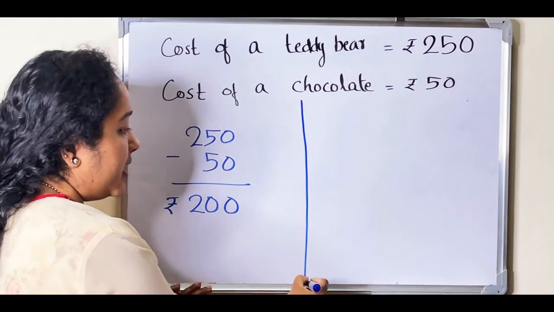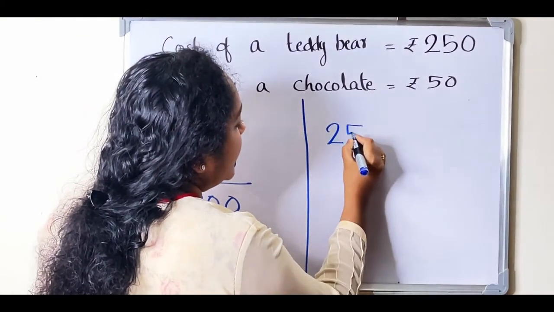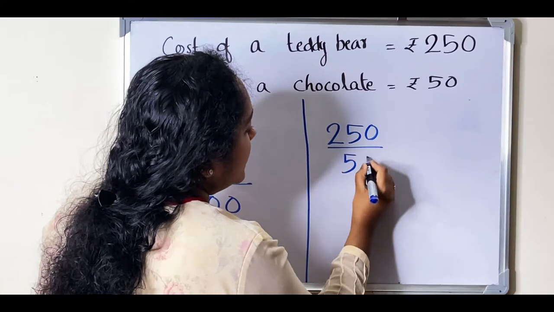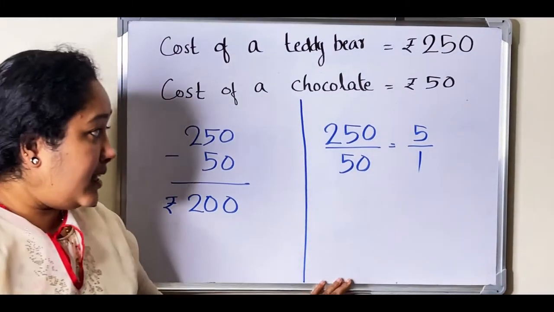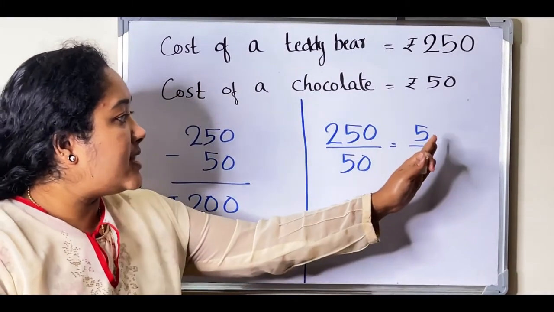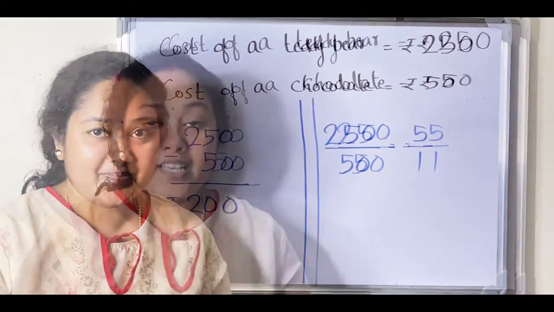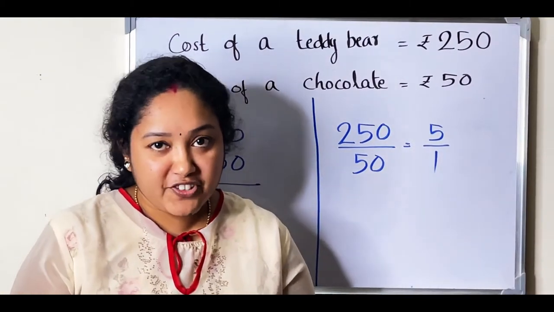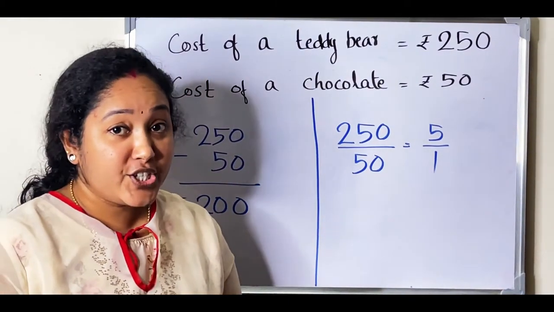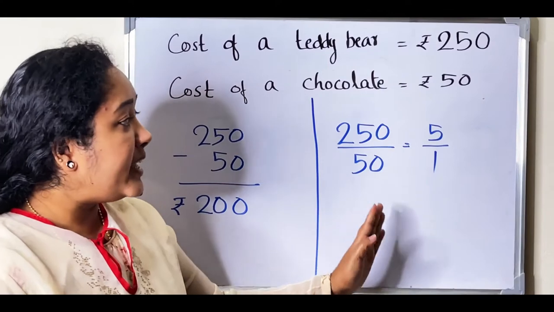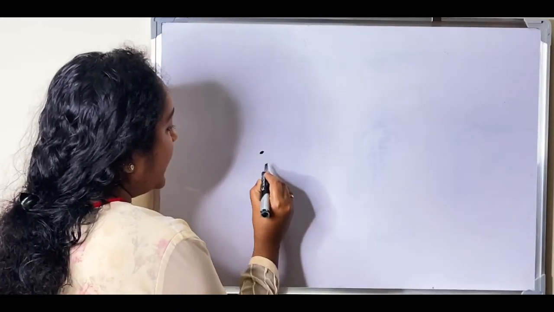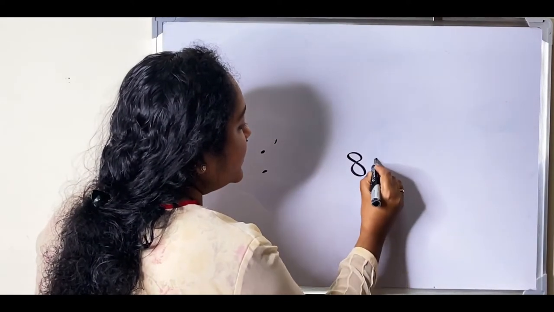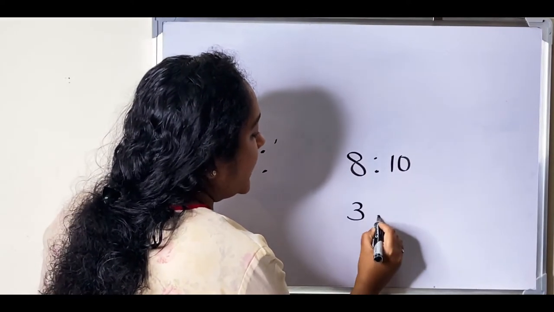Then we calculate by division. 250 by 50, we get 5 by 1. That means the cost of a teddy bear is 5 times that of a chocolate. So comparison by division is the ratio. Ratio consists of how many times a number contains another. And the ratio is denoted by the symbol colon. Example, 8 to 10, 3 to 9.